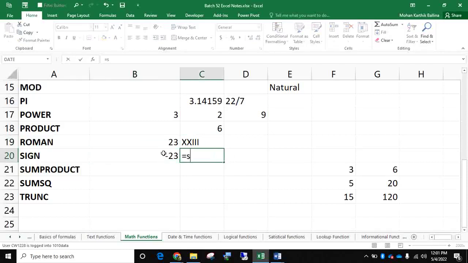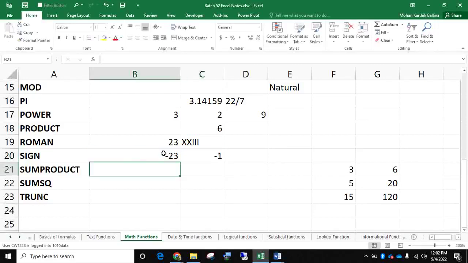So sign is simple. It identifies the symbol. If it is a negative number, it gives -1. If it is a positive number, it gives +1. If it is 0, it gives 0. Okay? And sometimes you want to know what is the sign of your thing, either negative integer or positive integer, something.